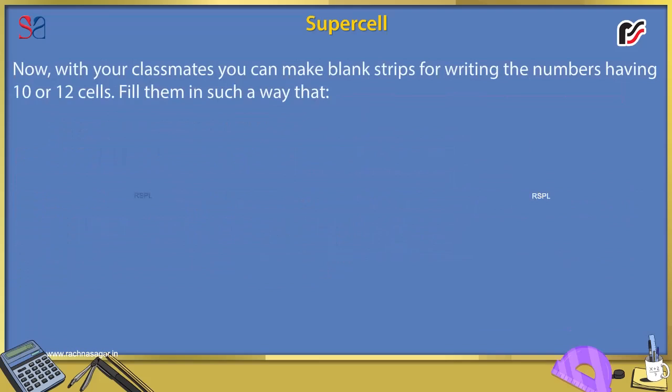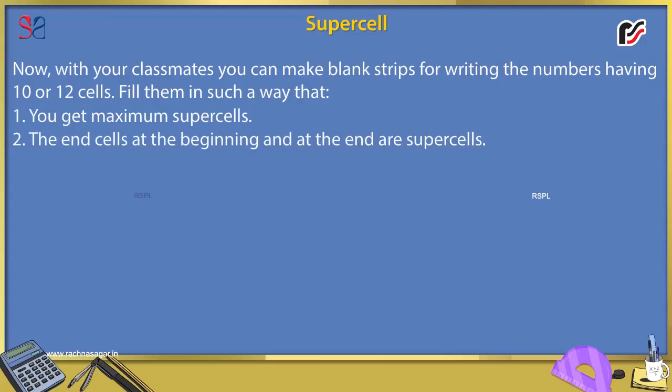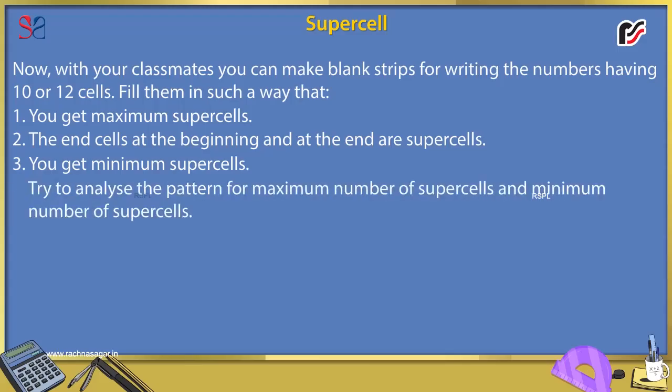Fill them in such a way that first, you get maximum supercells. Second, the end cells at the beginning and at the end are supercells. Third, you get minimum supercells. Try to analyze the pattern for maximum number of supercells and minimum number of supercells.